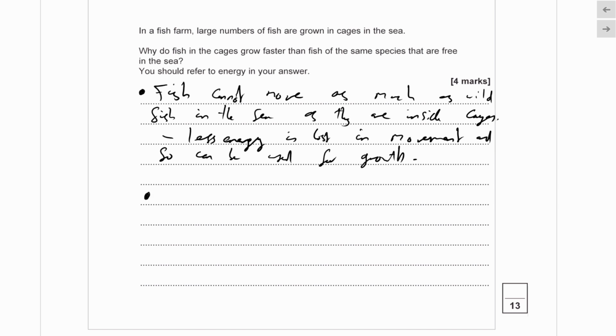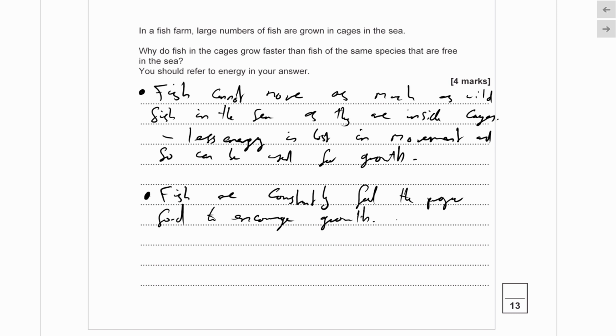And they are always supplied with food, whereas in the wild, sometimes, there might be a shortage of food. And so you're going to struggle to grow if you can't find any food. So we're going to say that fish are constantly fed the proper food to encourage growth. Okay. In wild, fish may go without food.